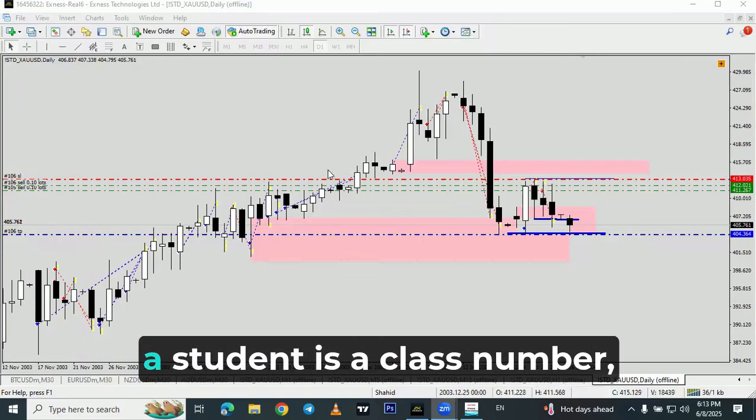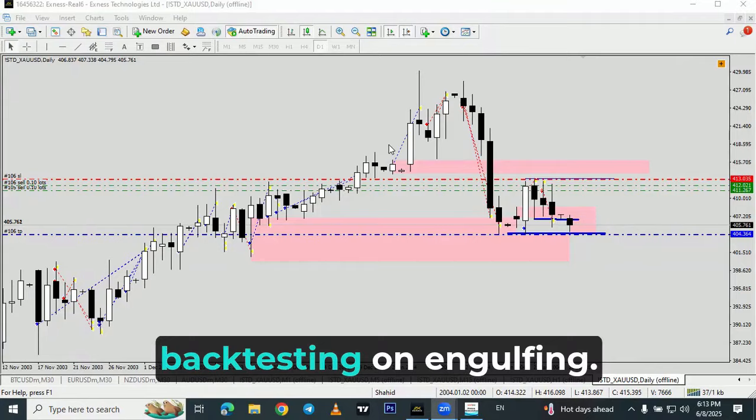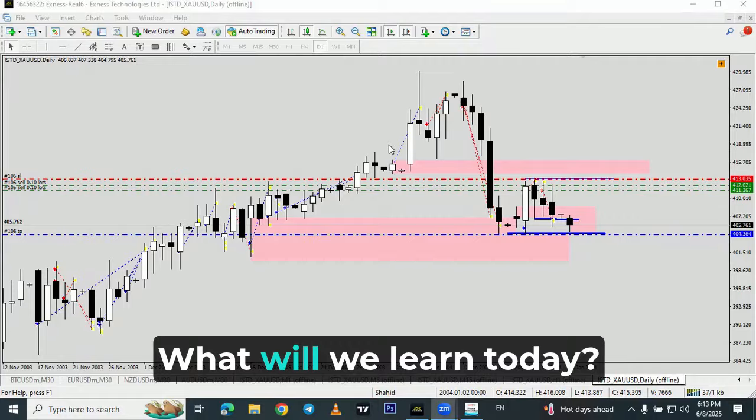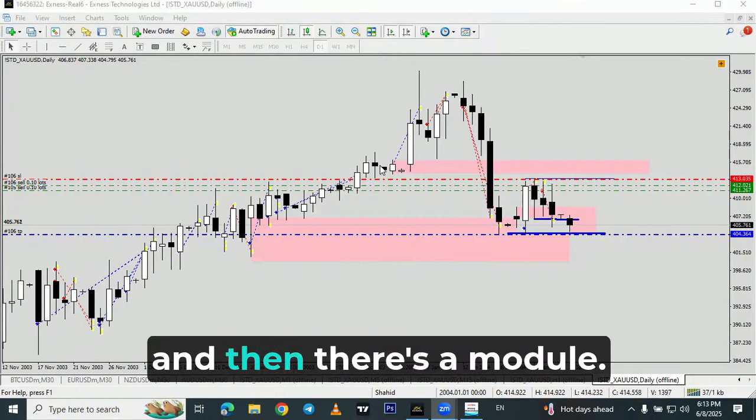We call it a student. A student is a class number. Today our class number is 12 and we are doing some backtesting on engulfing. What will we learn today? It's simple. It's the engulfing pattern, liquidity, and then there's a module.